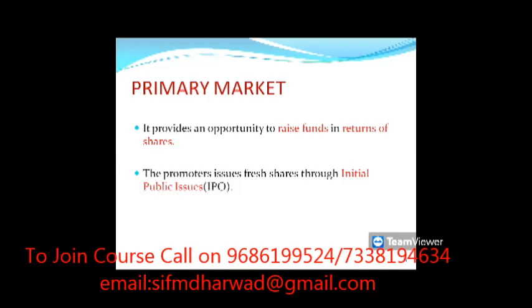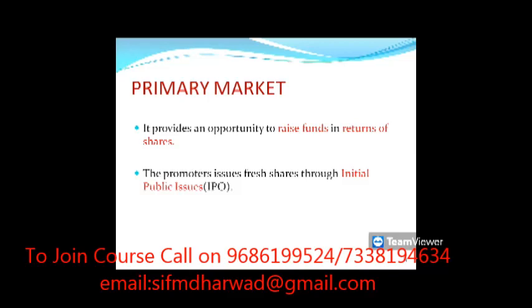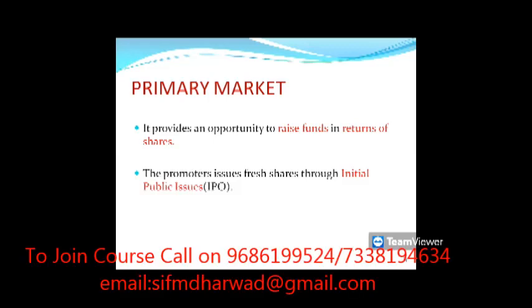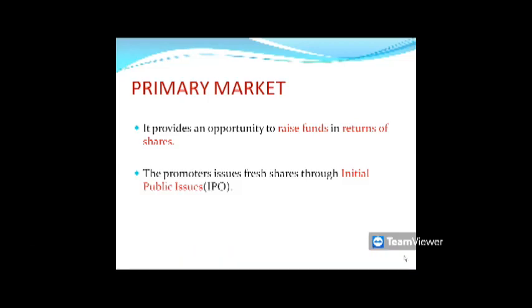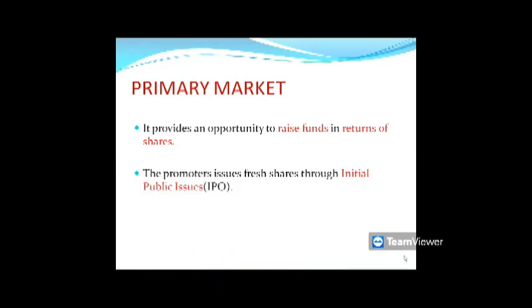For example, if there is a company who requires some funds to expand its business, it can either go to a bank or a financial institution for loan. The second thing is it can raise funds through equity shares. So the promoters will dilute their holding in the company, and those shares will be given to the public through primary market, and they are called as initial public offer or IPO.